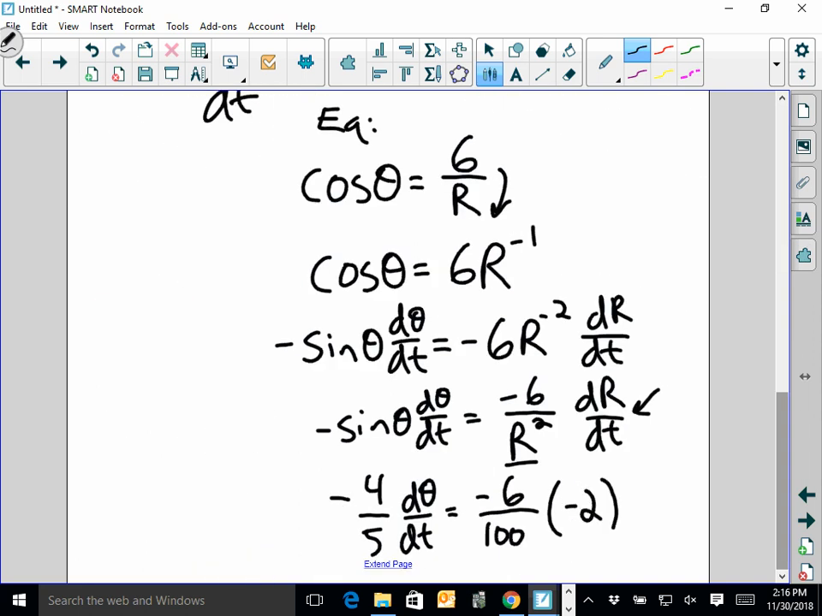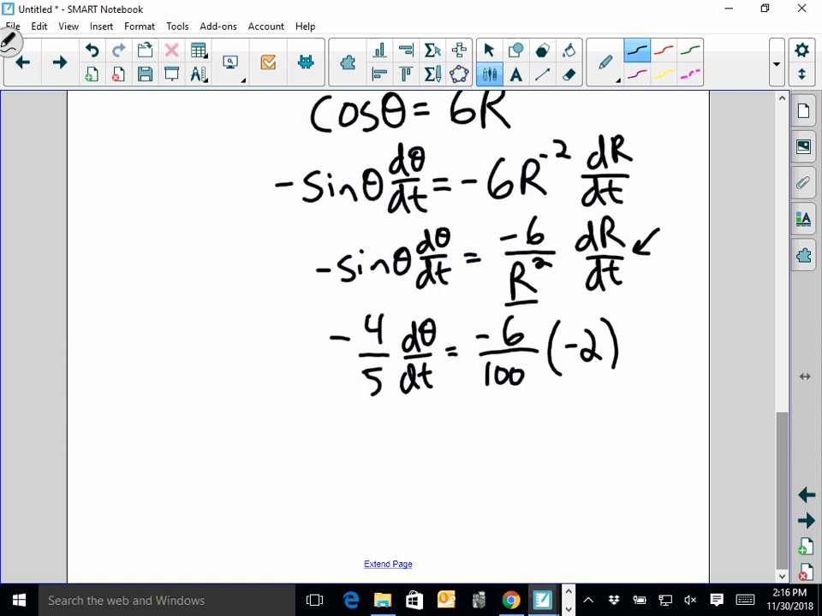Okay. So I know that negative 2 can become a negative 1. This could become a 50. 50 and 6 are both divisible by 2. This can become a 3. This can become a 25. So I get negative 4/5 d theta dt equals, I have a negative times a negative here, so that's going to be a positive 3 over 25.